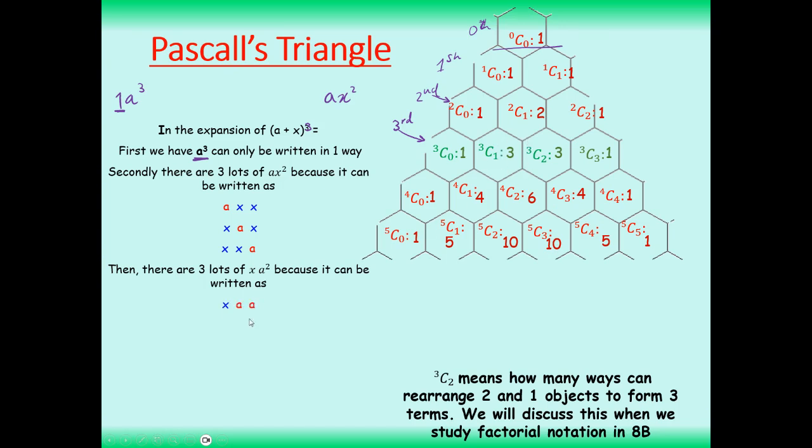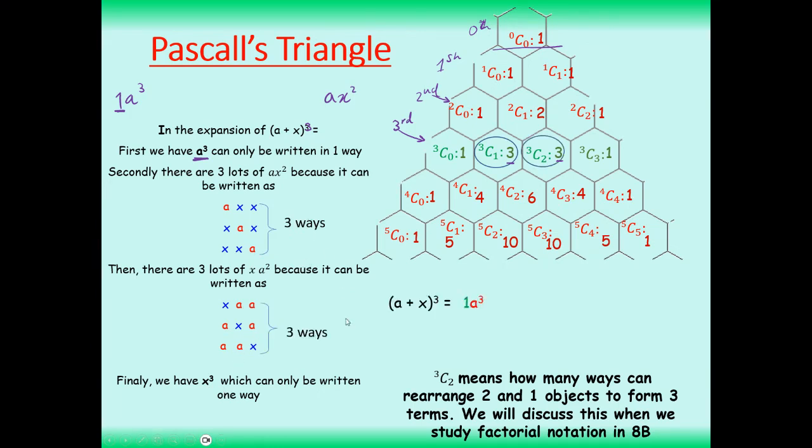Now, how many ways can you write x times a squared? You can write it three ways again with these combinations where you've got two a's multiplied by one x. So that's why you get this 3 here and this 3 here. And finally, there's only one way of writing x cubed, isn't it? So that's why the last coefficient is a 1.